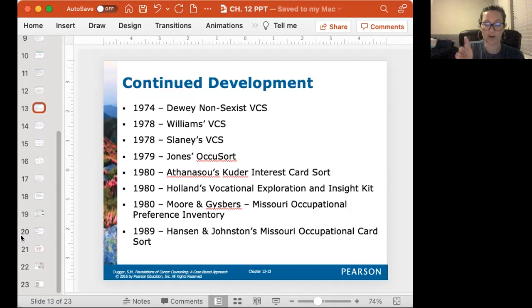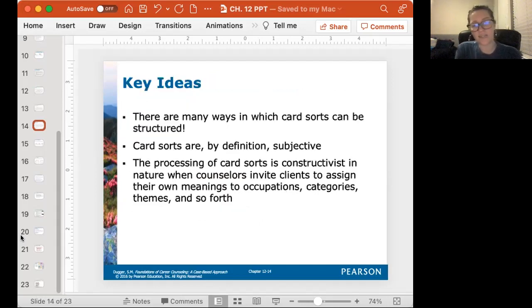As you can see here, all these different variations of the card sort. The key ideas, takeaway: there are many ways in which card sorts can be structured. They are by definition subjective, so they're up to the person who's sorting the cards. It's a constructivist type of activity, and it invites clients to assign their own meanings to occupations, categories, themes, and so forth. And definitely, since their inception in the 60s, the work world has changed a lot for men and women and non-binary folks.